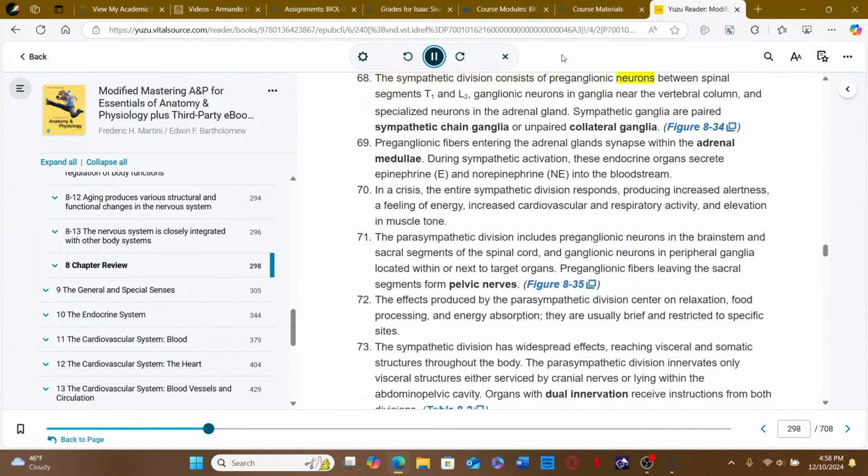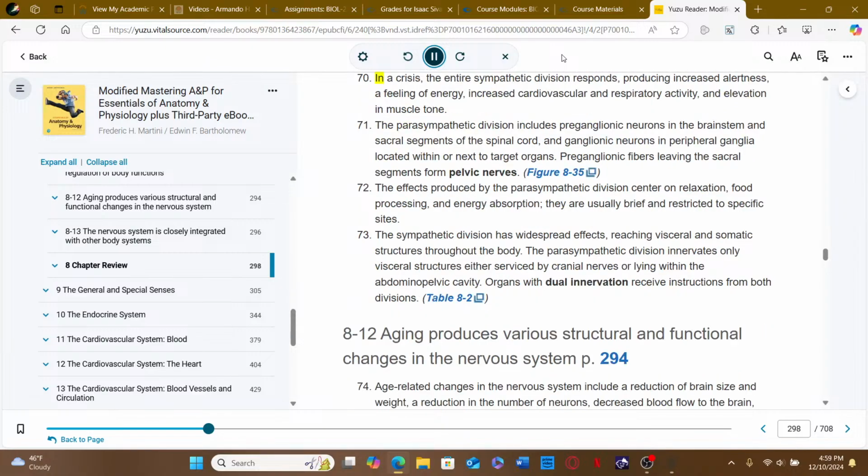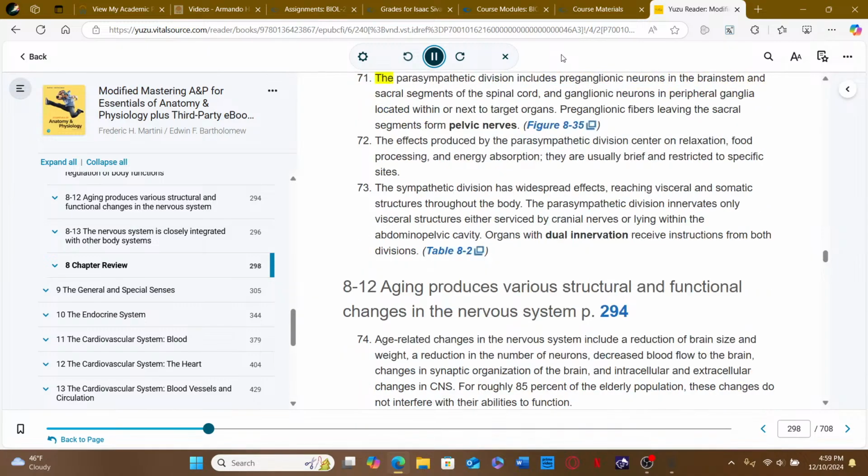The sympathetic division consists of preganglionic neurons between spinal segments T1 and L2, ganglionic neurons in ganglia near the vertebral column, and specialized neurons in the adrenal gland. Sympathetic ganglia are paired sympathetic chain ganglia or unpaired collateral ganglia. Figure 8-34. Preganglionic fibers entering the adrenal gland synapse within the adrenal medulla. During sympathetic activation, these endocrine organs secrete epinephrine, E, and norepinephrine, NA, into the bloodstream. In a crisis, the entire sympathetic division responds, producing increased alertness, a feeling of energy, increased cardiovascular and respiratory activity, and elevation in muscle tone.